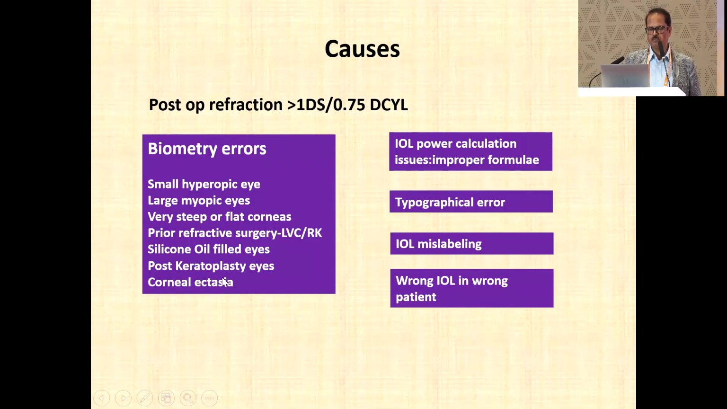But one most important thing is prior refractive surgery. I do get some patients referred from here and there who had undergone LASIK procedures and now came with the intraocular lens implanted with refractive surprise. Another important thing which I have noted is that there are sometimes typographical errors which can lead to postoperative refractive surprise, particularly in toric lenses, where the person has put the data 90 degrees opposite. There can be some IOL mislabeling sometimes and the wrong IOL in the wrong patient.